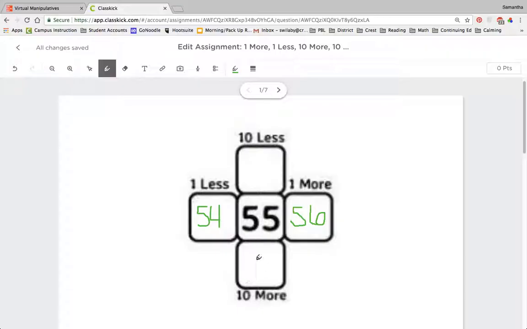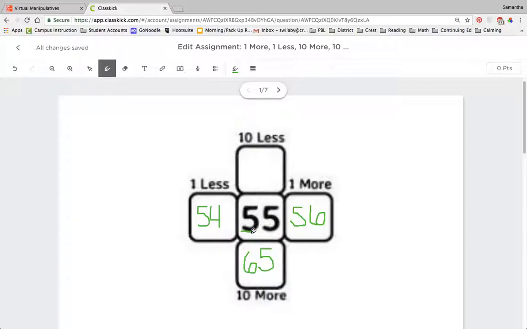If I'm looking at the 10 more and 10 less, I have 55, and I'm thinking about 10 more. So that means I'm adding one more group of 10, but my ones are staying the same. So if I have 5 groups of 10 here, I know I'm going to add one more group of 10, which would make 6 groups of 10, and my ones stay the same. So 55 and 10 more is 65.